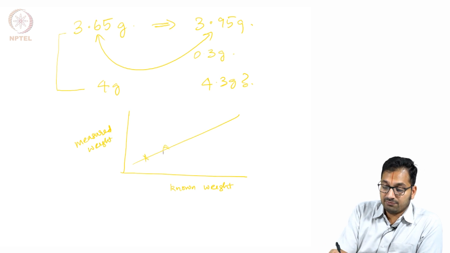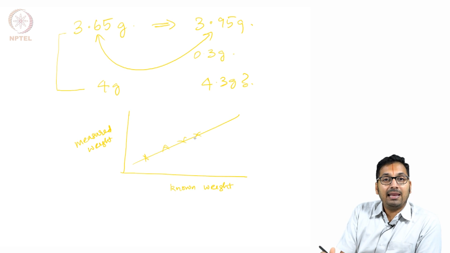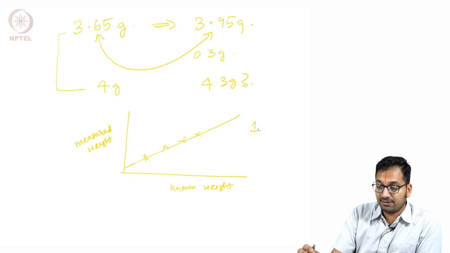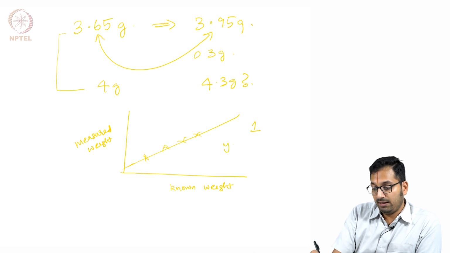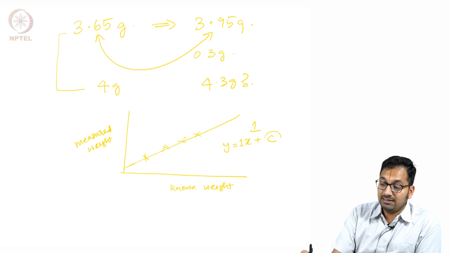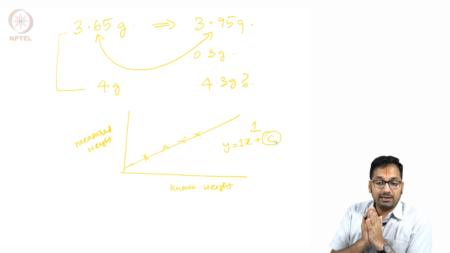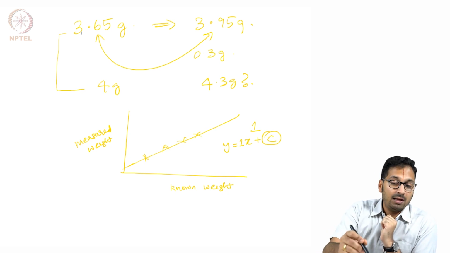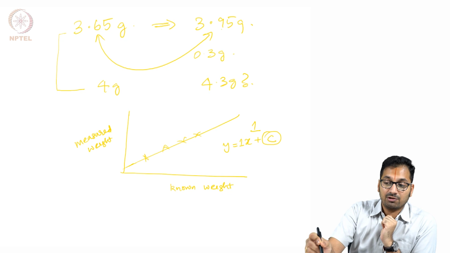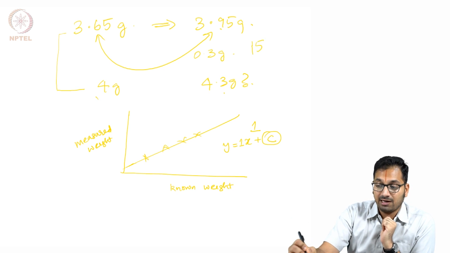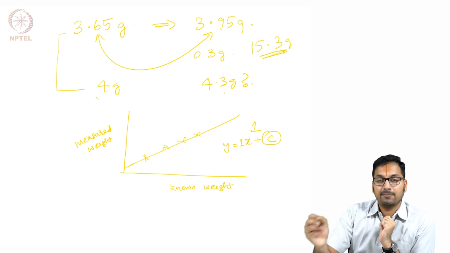Then you get points which you can fit, and let us say there is an intercept where the slope is equal to 1, but the intercept comes as something. Let us say y in this case is x plus c, where the slope is 1. The c indicates there is a constant offset in measurement. If there is a constant offset, what is going to end up happening? Be it 3.65 grams when you measure, it's going to be 0.3 grams higher, or if you measure 4 grams, it's going to be 0.3 grams higher. Even if you measure something like 15 grams, it's going to be 15.3 grams.